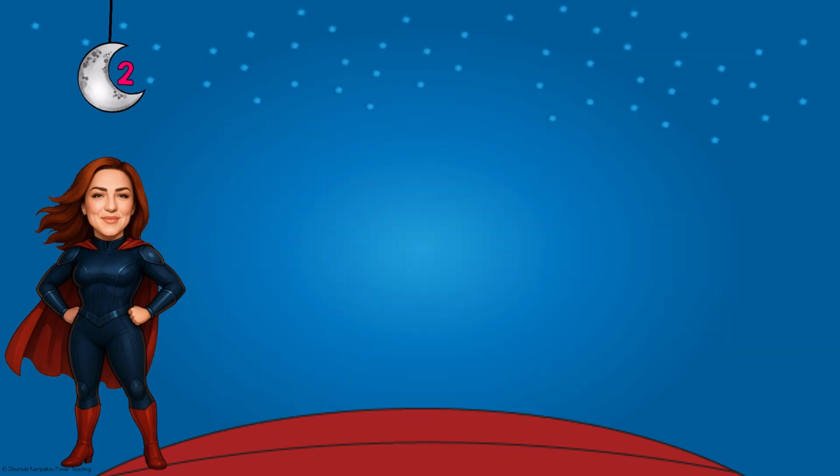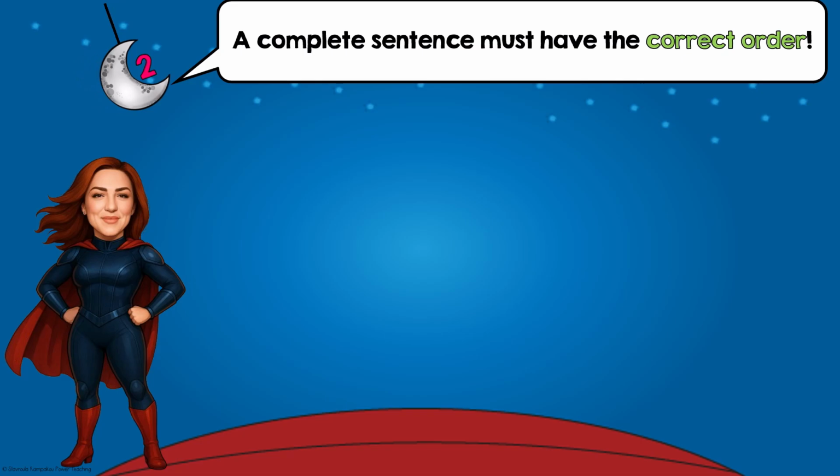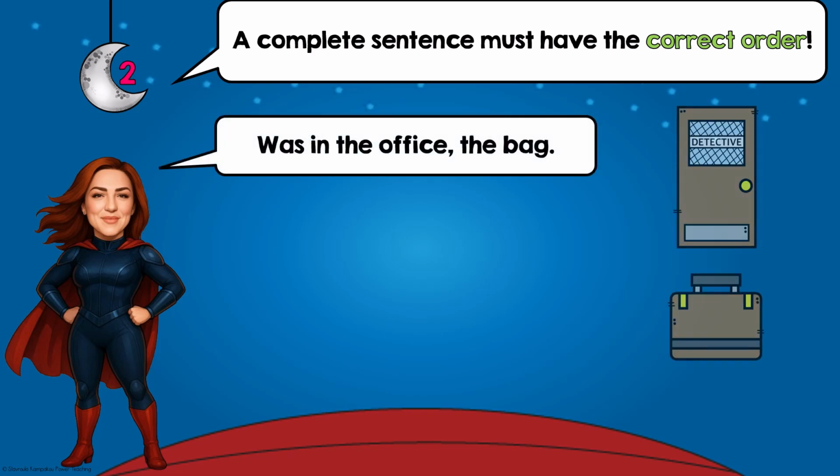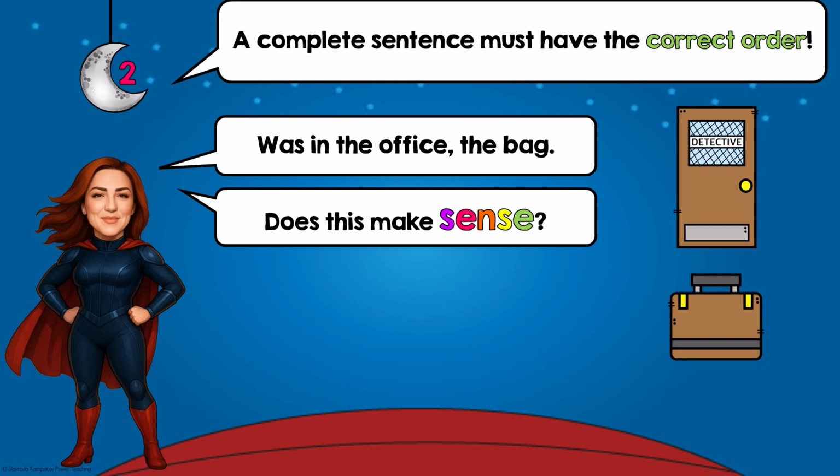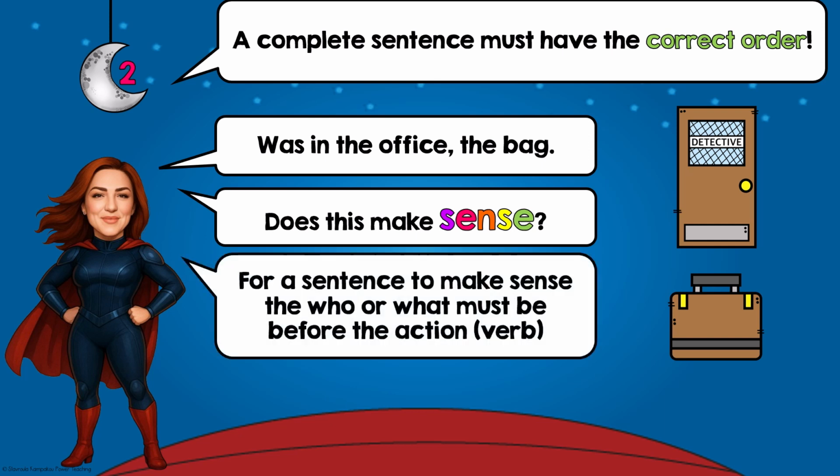Second, a complete sentence must have the correct order. Was in the office the bag. Does this make sense to you? Was in the office the bag. Let's see how it would make sense. For a sentence to make sense, the who or what must be before the action, which is the verb, what they are doing.